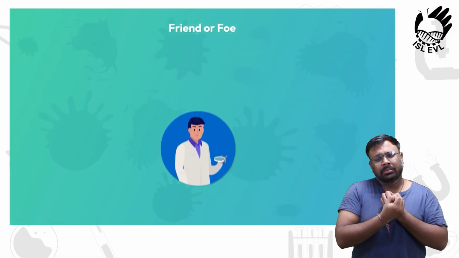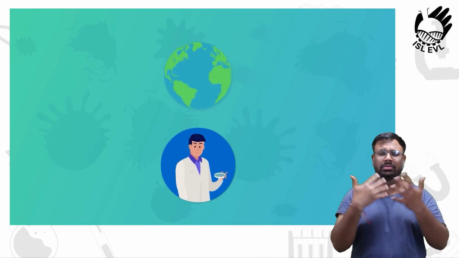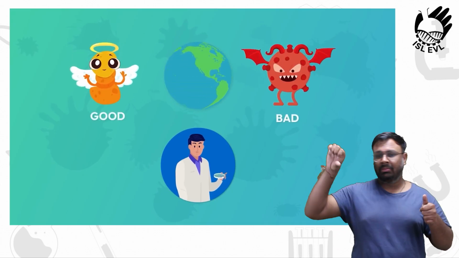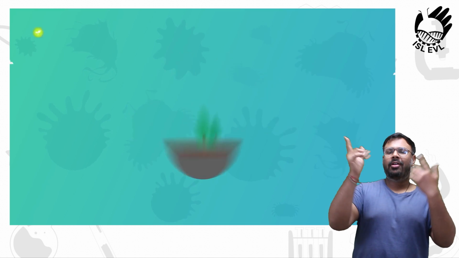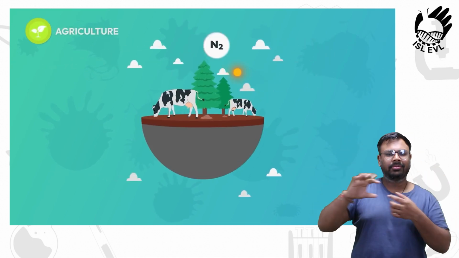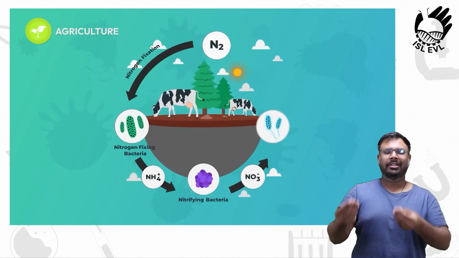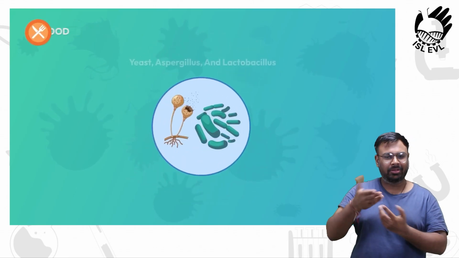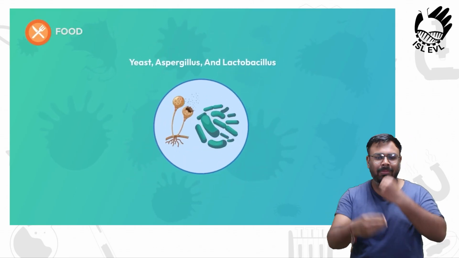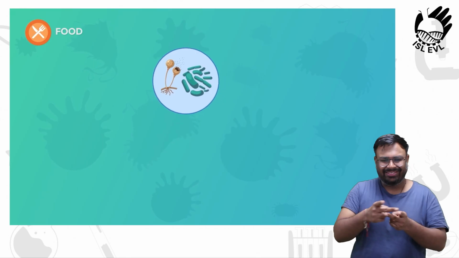This was just one of many microbes. Our world is filled with microbes, some good and some bad. Our friendly microbes can help us in so many segments of our life. For example, nitrogen-fixing bacteria like Rhizobium help in the growth of legumes via nitrogen fixation. Microbes like yeast, Aspergillus and Lactobacillus can help in food fermentation.